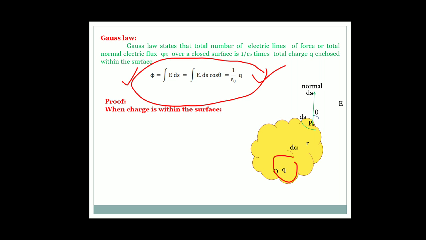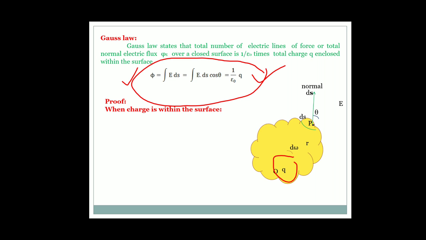We know the flux phi is equal to the integration of E dot ds. E dot ds can be written as E ds cos theta, because A bar dot B bar is equal to AB cos theta. Accordingly, if theta is the angle between E and ds, phi is equal to the integration of E ds cos theta, which is equal to 1 by epsilon naught into q according to Gauss law. How can we prove this? Because there are two types of proofs we can see.